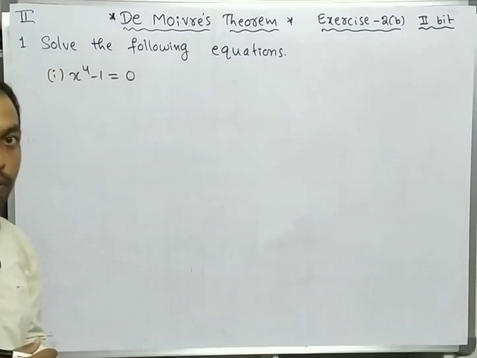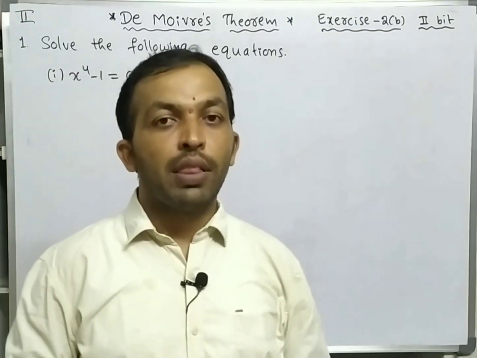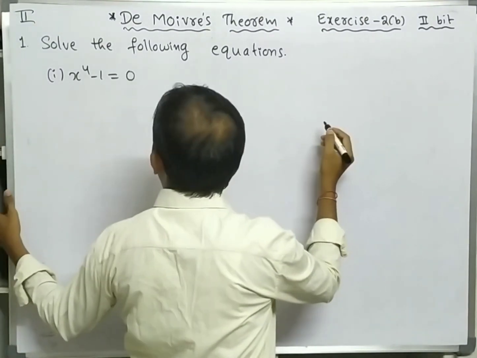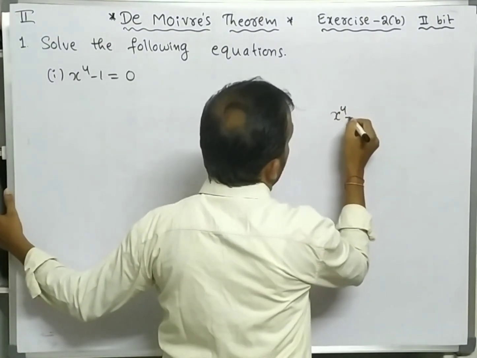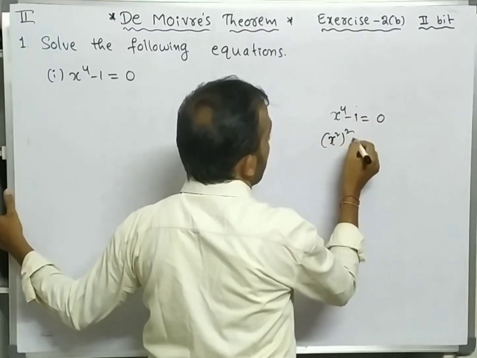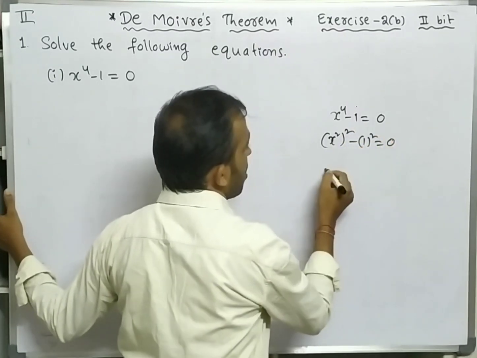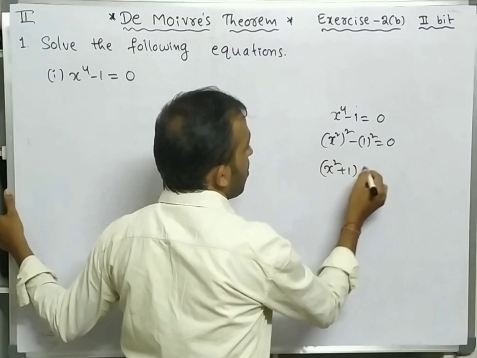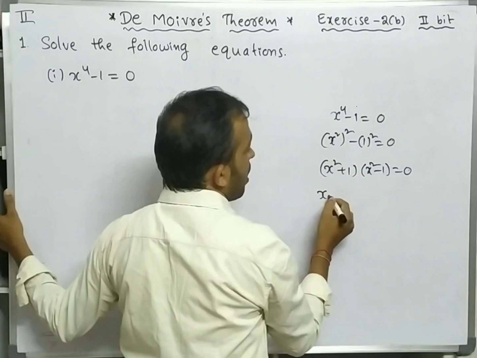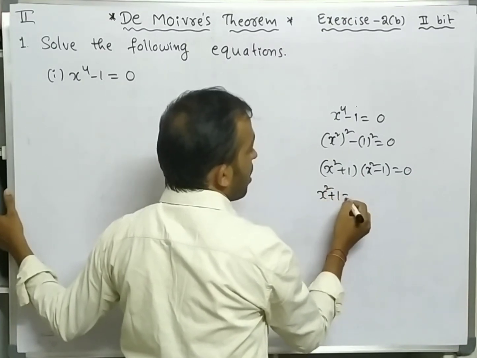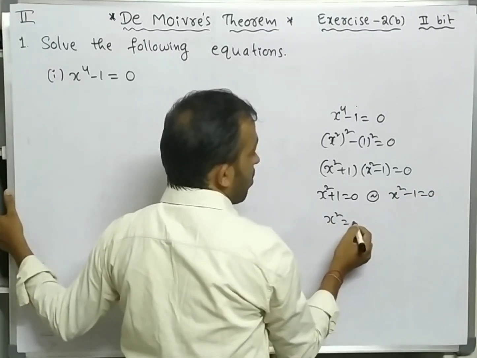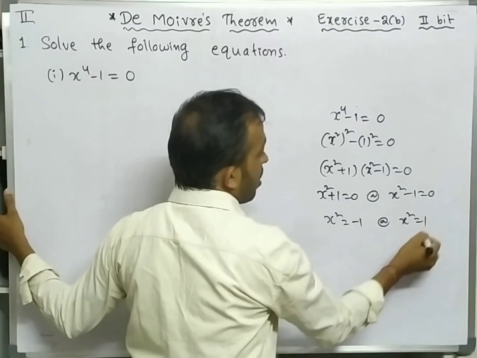First equation is x power 4 minus 1 is equal to 0. This problem can be solved by two methods, which I will explain. One: x power 4 minus 1 is equal to 0 can be written as (x square) whole square minus 1 whole square is equal to 0. This can be written as (x square plus 1) into (x square minus 1) is equal to 0. So x square plus 1 is equal to 0 or x square minus 1 is equal to 0. x square is equal to minus 1 or x square is equal to 1.